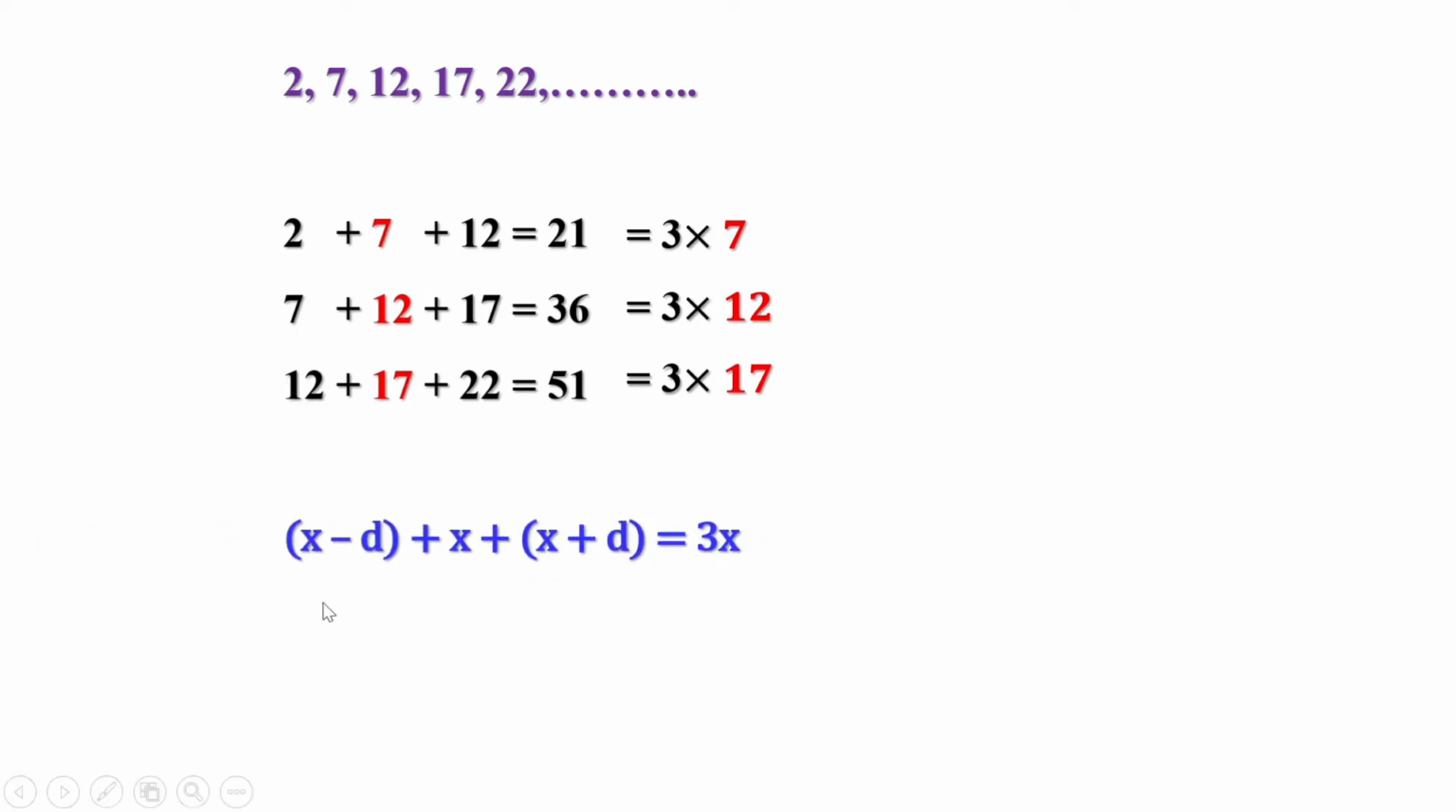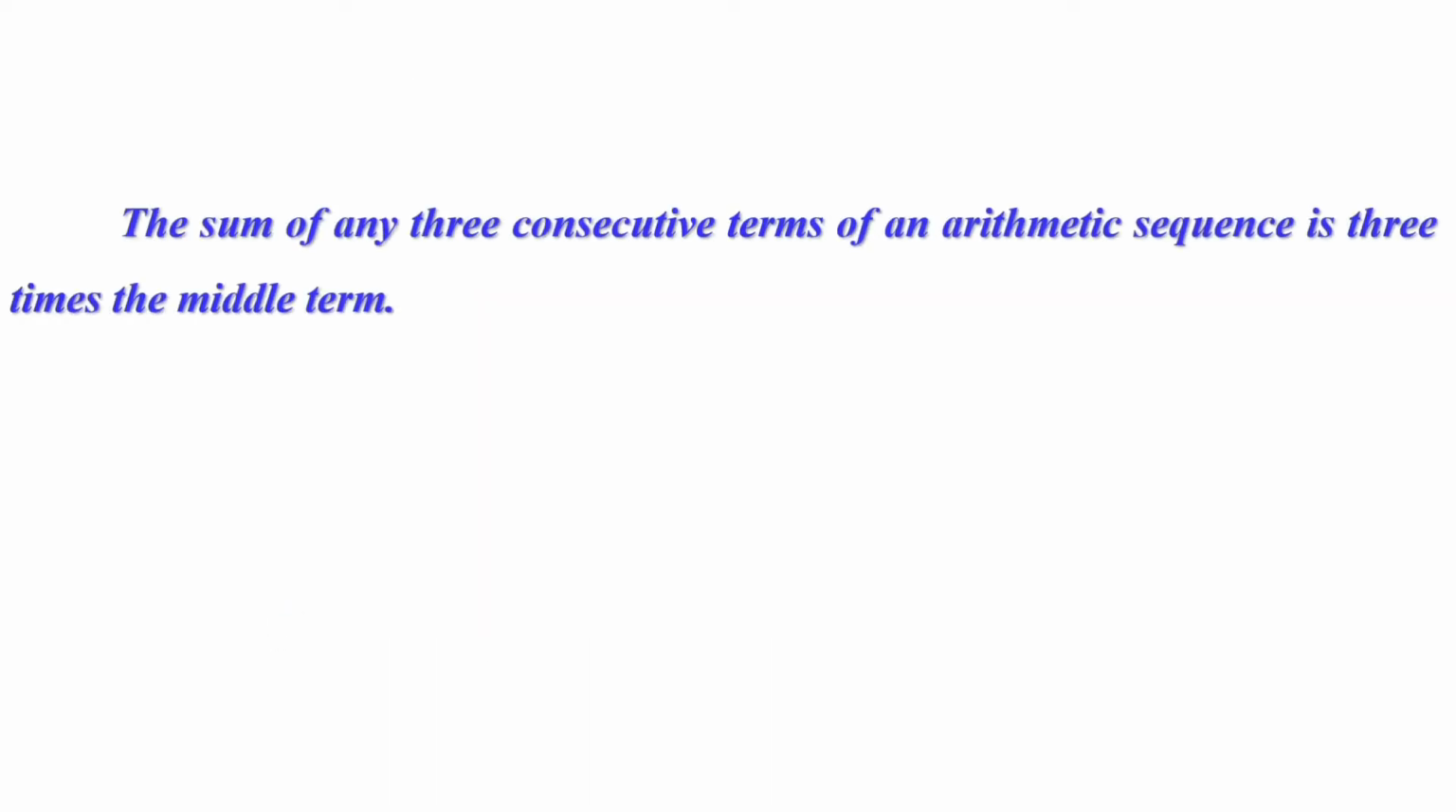Let us add it together. Minus d and plus d get cancelled. x plus x is 3x. What does it mean? So we can say the sum of any three consecutive terms of an arithmetic sequence is 3 times the middle term.